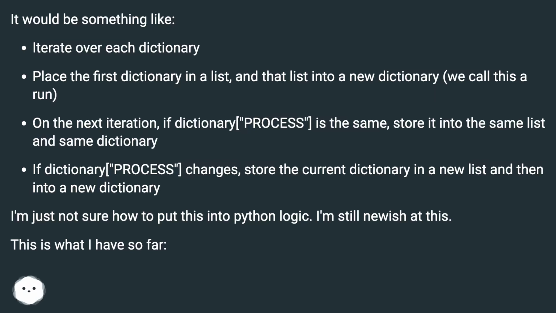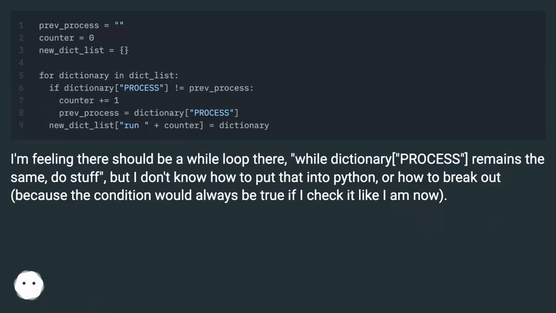I'm just not sure how to put this into Python logic. I'm still newish at this. This is what I have so far. I'm feeling there should be a while loop there, while dictionary process remains the same, do stuff, but I don't know how to put that into Python, or how to break out, because the condition would always be true if I check it like I am now.